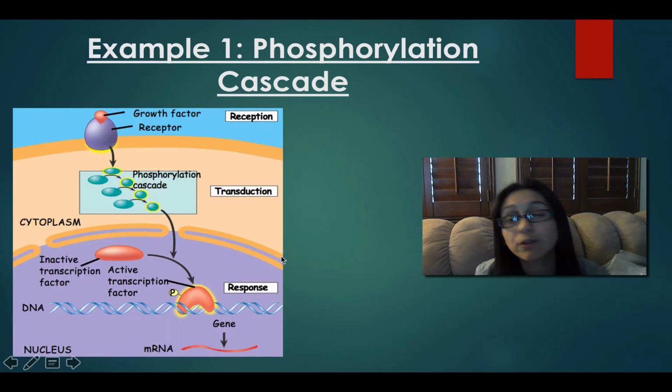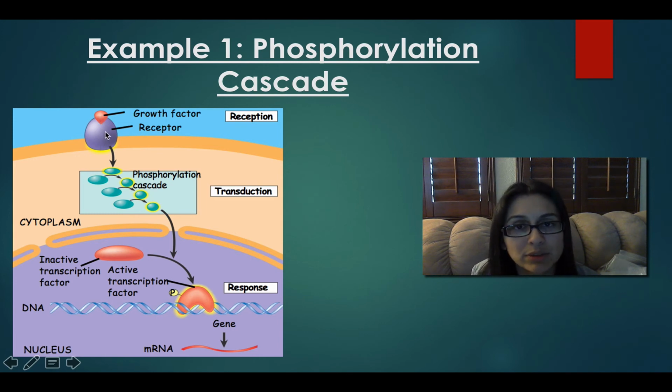All right, so first example here, we have a phosphorylation cascade. Now, just by the name phosphorylation cascade, you should be getting the idea that this is probably going to involve kinases, so protein kinases. So relay molecules that are protein kinases that are going to phosphorylate other molecules. So here is an overall look at a pathway all the way from reception, transduction to response that involves a phosphorylation cascade. So here a growth factor acts as a ligand or signaling molecule.